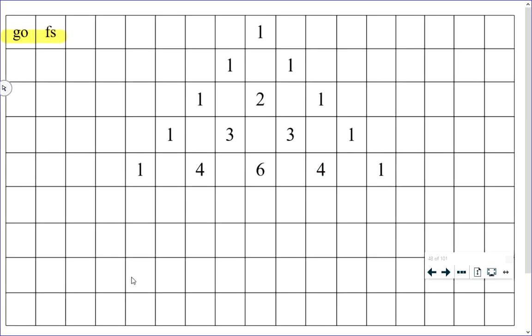So if you want to know, and by the way, it's pretty obvious that all of the rows start with 1 and end with 1. I suppose I should have mentioned that right out of the gate. All of these rows start with 1 and end with 1. But if I wanted to know what number I'm going to put in here, I look immediately above it and I see a 1 and a 4, and that tells me that I'm going to put the number 5 there, because 1 plus 4 is 5.